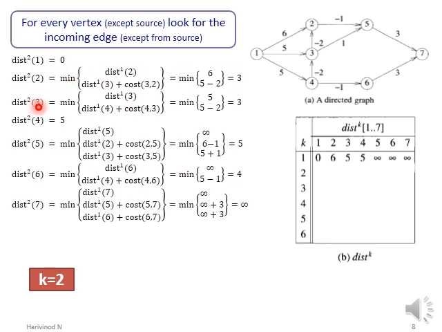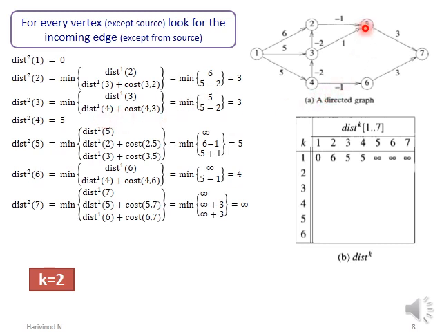Going for 3, the earlier value of distance of 3 is 5. Vertex 3 has 1 incoming edge other than the source. The earlier value for 4, the minimum distance up to 4, is 5. So 5 minus 2, that is nothing but 3. For the vertex 3, the earlier value is 5 and the new value is 3, which is better than the earlier one, so it is updated as 3.